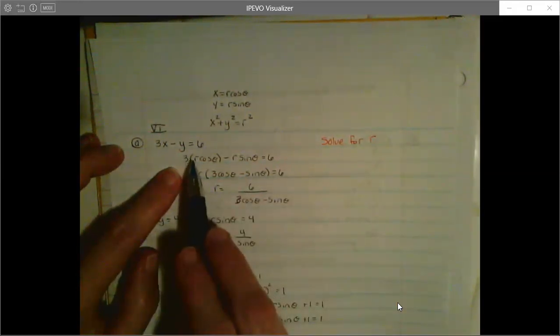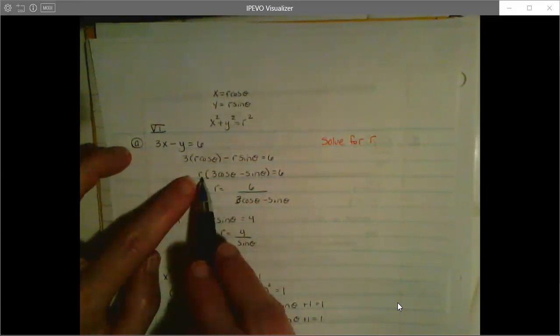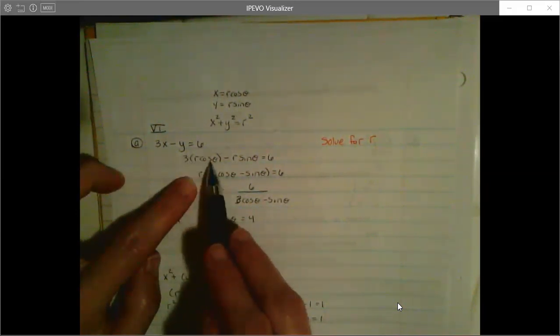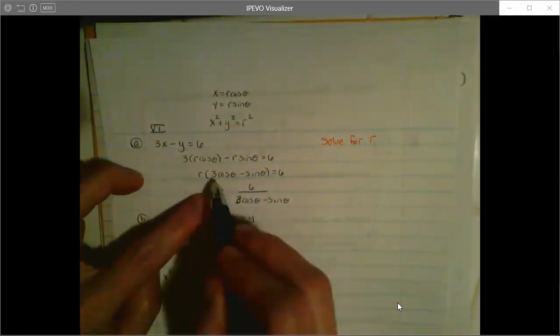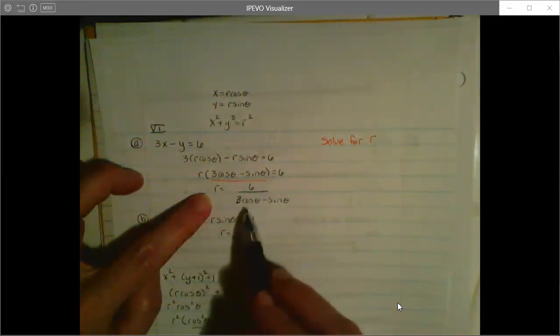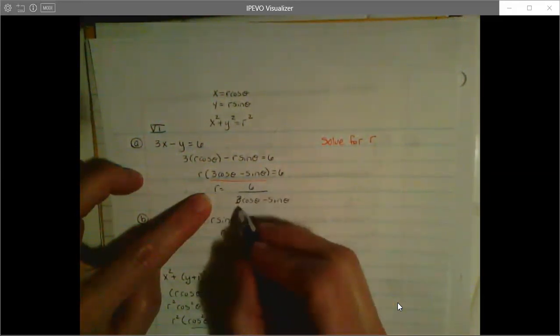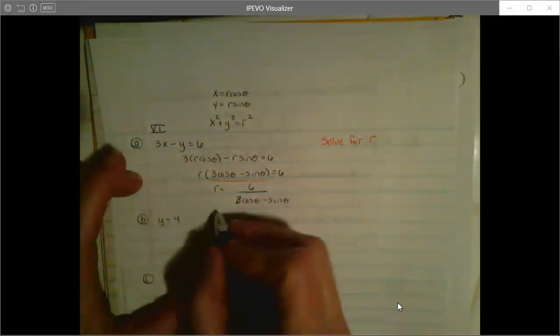So we want to solve for r. So that means I need to factor out the r. So factored it out, and I'm left with 3 cosine minus sine equals 6. And I want to solve for r, so I'm going to take all of this and divide both sides by it. So my final answer is 6 divided by 3 cosine theta minus sine theta. And that's my answer.